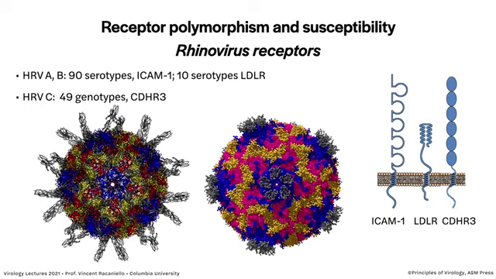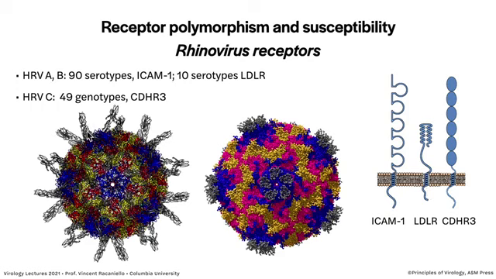One more story to tell you, which is very cool, and this is about how the gene encoding the receptor and polymorphism, that is amino acid or nucleotide differences from individual to individual, can control susceptibility. And this is for rhinoviruses. There are three types of rhinoviruses, A, B, and C, and there are three different receptors that are engaged by these viruses. We have ICAM1 for many serotypes, and this is a multi-Ig-like domain protein. For the 10 serotypes, they use the low-density lipoprotein receptor, which we encountered earlier, which is shown here.